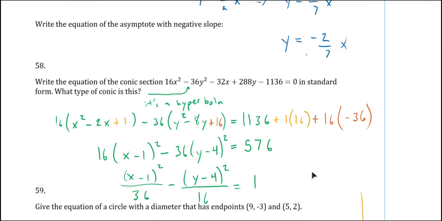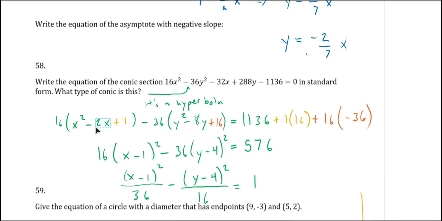Question 58 asks us to put this in standard form. We know it's a hyperbola right off the bat because of the opposing signs of the quadratic terms. What we can do is use completing the square to put this into standard form. So here I've regrouped things and left a little gap. And also I've taken the liberty of factoring out my 16 from these two x terms and a 36 from these two y terms. Now, what do I want to add to make them perfect squares?